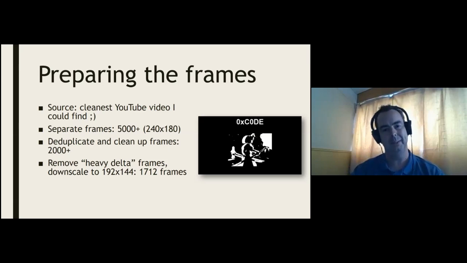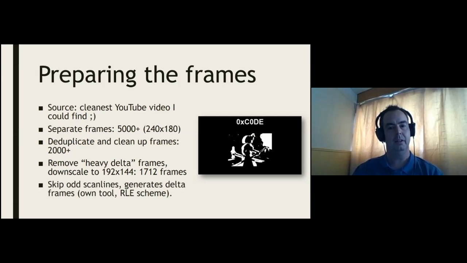I also downscaled the image a little bit to 192 by 144. And the final version has exactly 1712 frames, which also has to match with the music, of course. You can see I cut a few corners in the video I just showed because the screen is smaller, 192 by 144. It's in screen mode 4, actually. And I also figured I could make it look cool and make it run faster if I just skipped every odd scan line. So this is what I did.